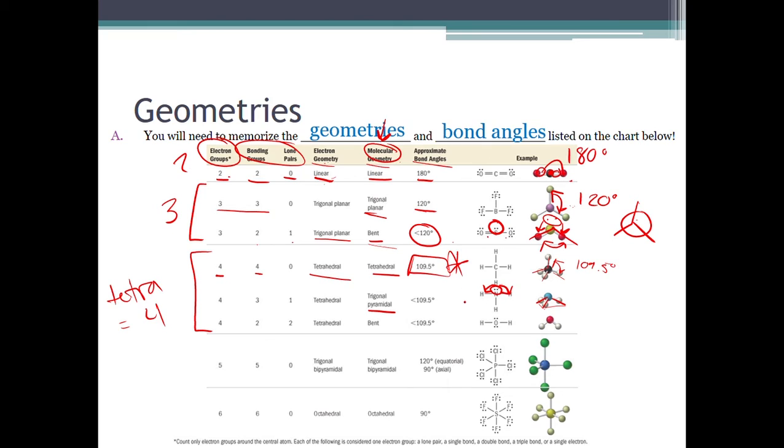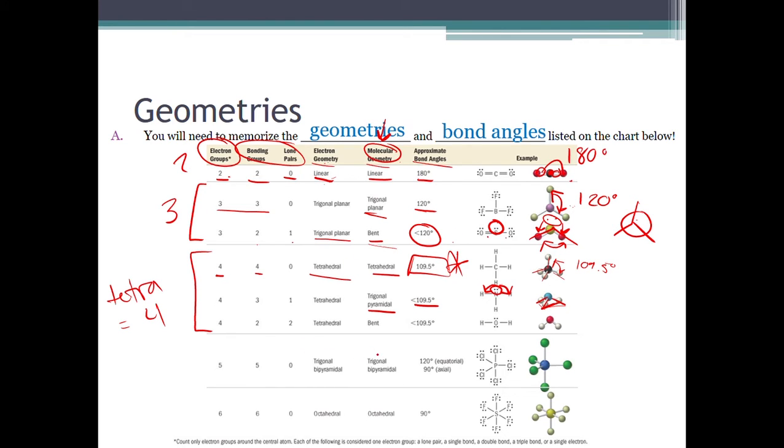So then our bond angle, instead of being 109.5, is going to be a little less than 109.5. You do not need to know the exact number. You just need to know that the bond angle is smaller because our terminal atoms down here are being forced closer together.